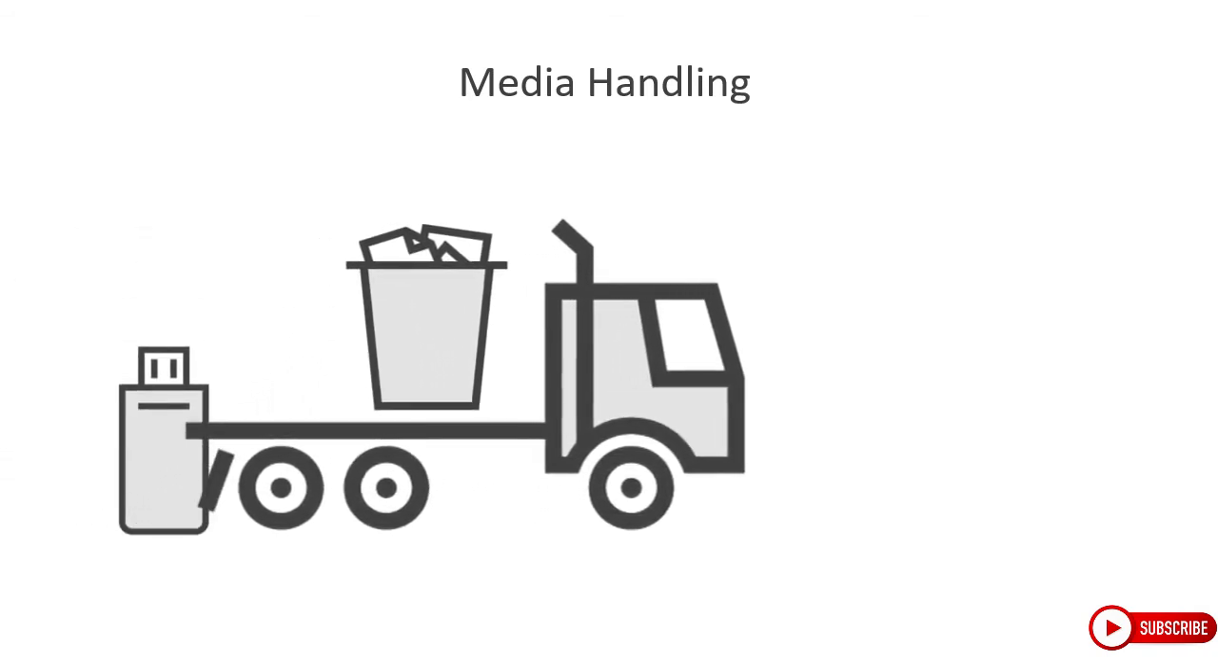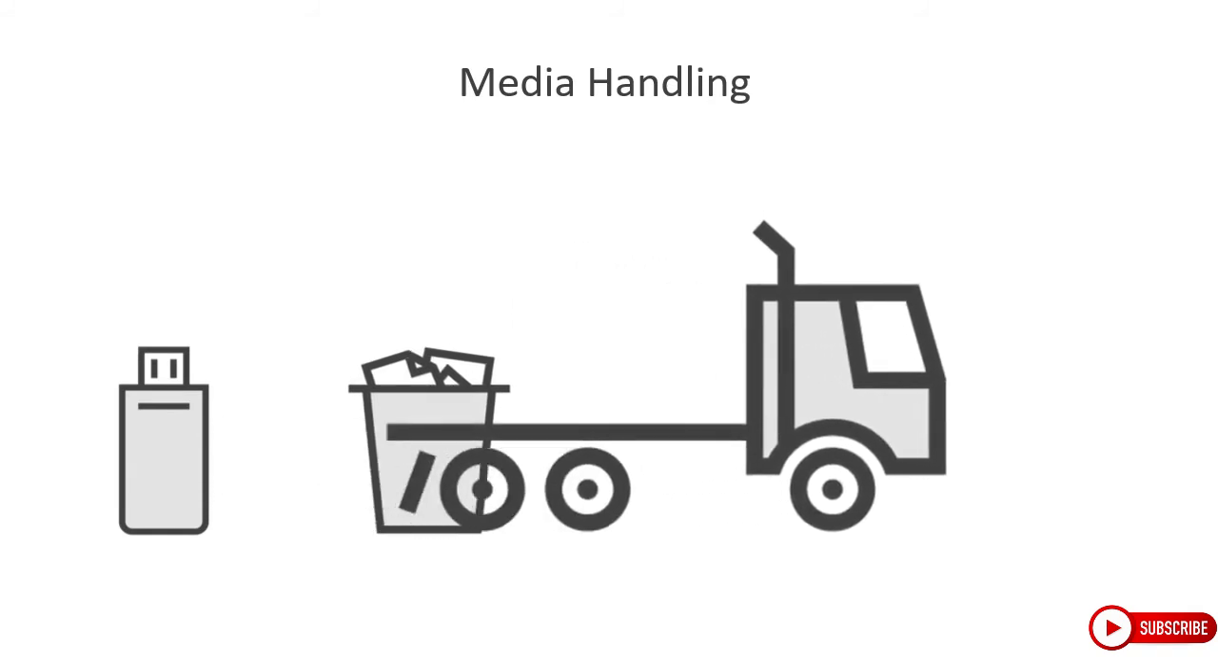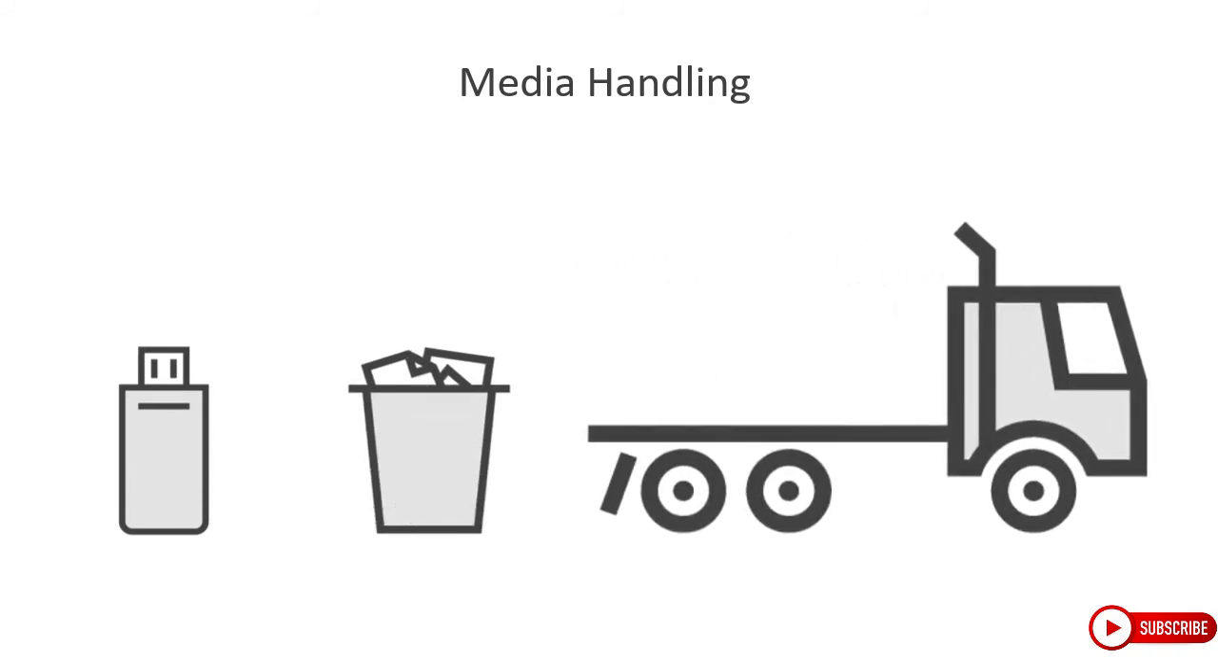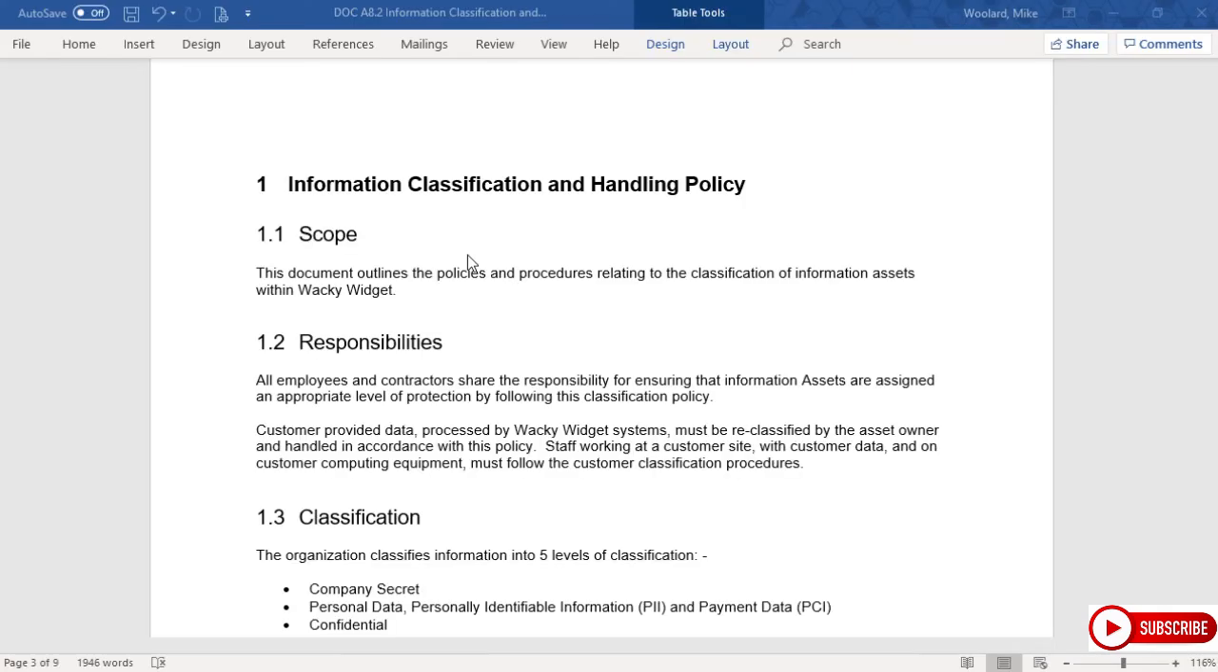The last part of Annex A8 gets into media handling in order to prevent disclosure, modification, removal, and destruction of information stored on media. We need to implement procedures around managing removable media in accordance with the classifications defined in the last section. These classifications should have a part focused on how information should be disposed of, which includes disposing of media it lives on.